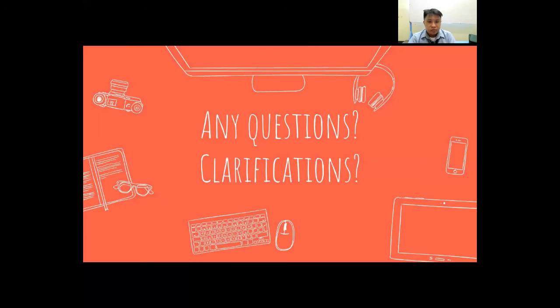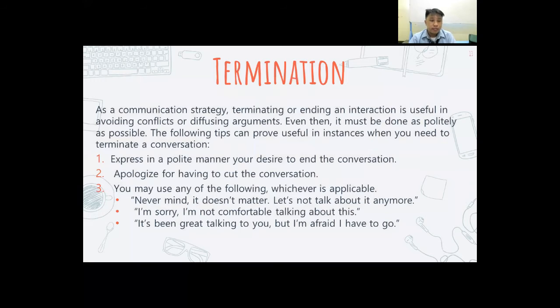And I think this is the last one. Yes, the last one is what we call termination. As a communication strategy, terminating or ending an interaction is useful in avoiding conflicts or diffusing arguments. So this is quite important to use. Even then, it must be done as politely as possible. The following tips can prove useful in instances when you need to terminate a conversation. These are the steps that you need to know in order to terminate a conversation without disrespecting both parties and at the same time avoiding conflicts or diffusing arguments.